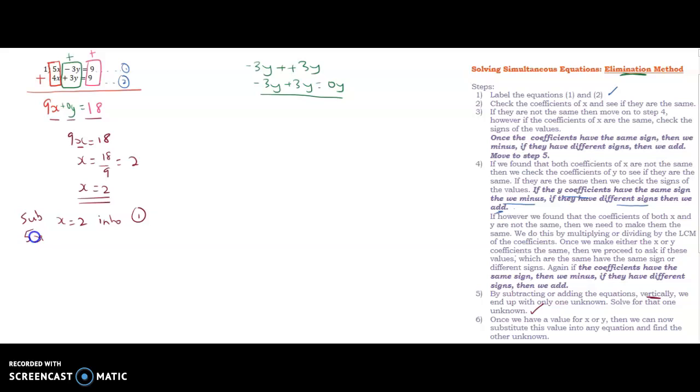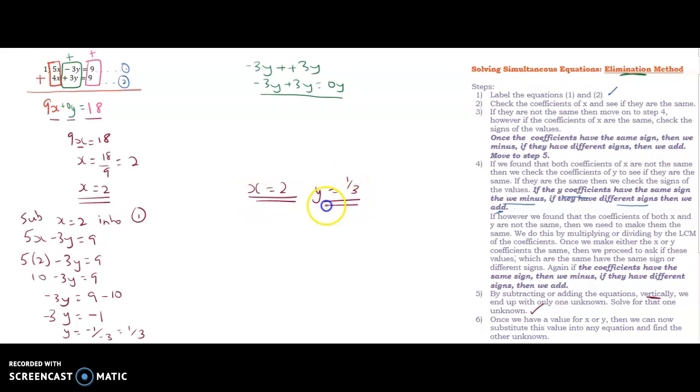So that was 5x minus 3y is equal to 9. So that becomes 5 by 2 minus 3y is equal to 9. Simplifying like this, we get this. Minus 3y is equal to minus 1. So then y is equal to minus 1 over minus 3, which is 1/3. So then my answers are x is 2 and y is 1/3. And that, everyone, is the end of my first sum.